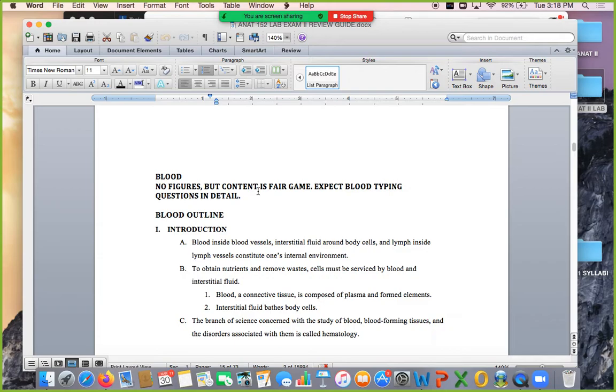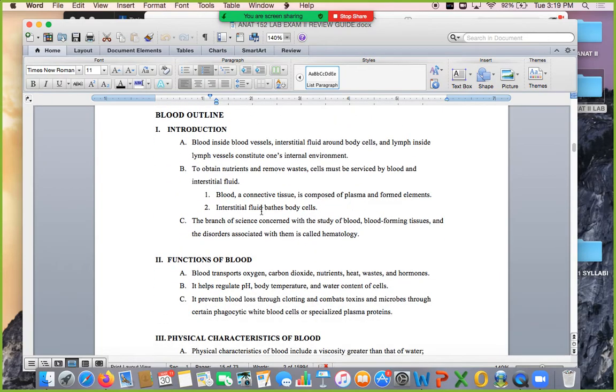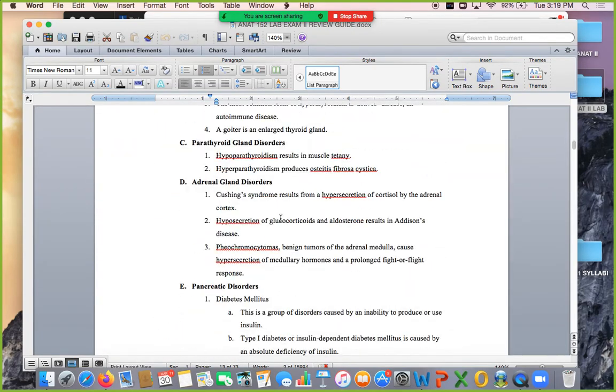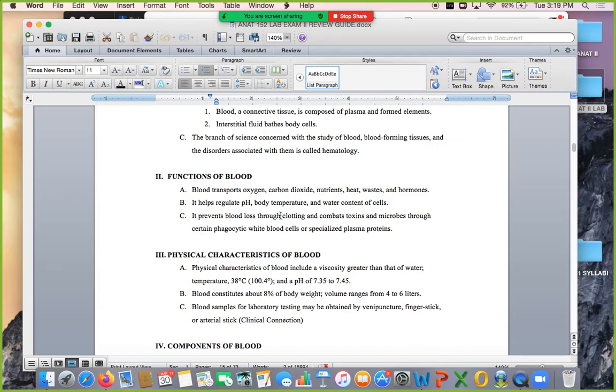So if I show you an image, which I'm not actually going to, I'll just describe it, but you'll be able to tell me if I get a reaction with this antibody, whether or not I have what blood type. Okay, and that includes the Rh factors as well. So expect blood typing questions to come up in detail. So for blood, and for the endocrine system, there's not going to be, I don't think, very many images. I don't think we used images from the endocrine system. Just kind of have a couple questions in there.